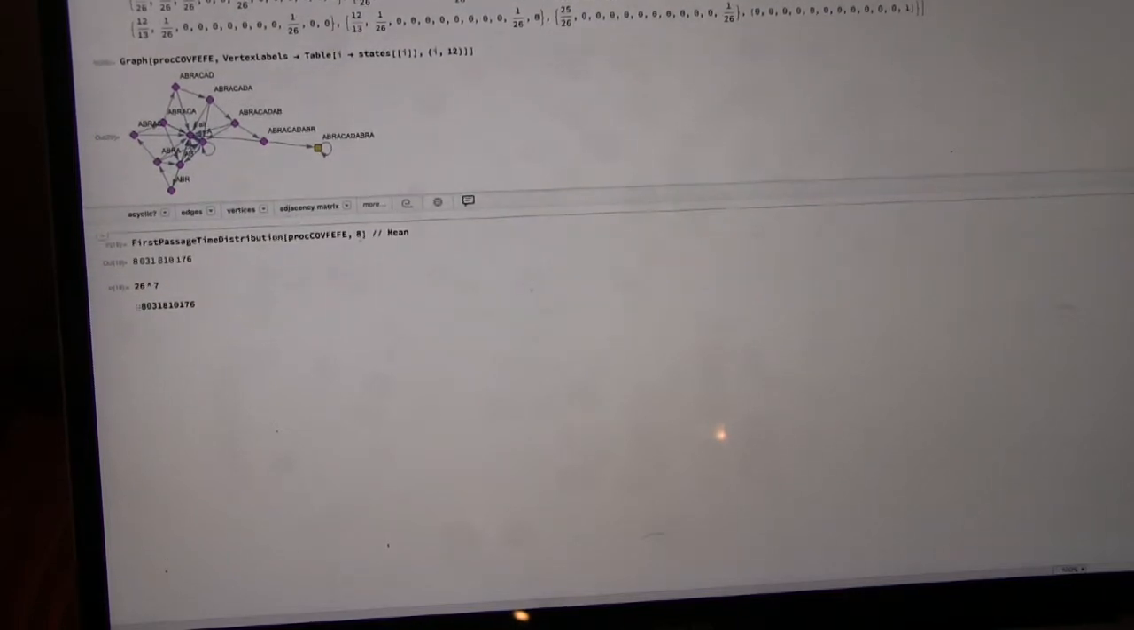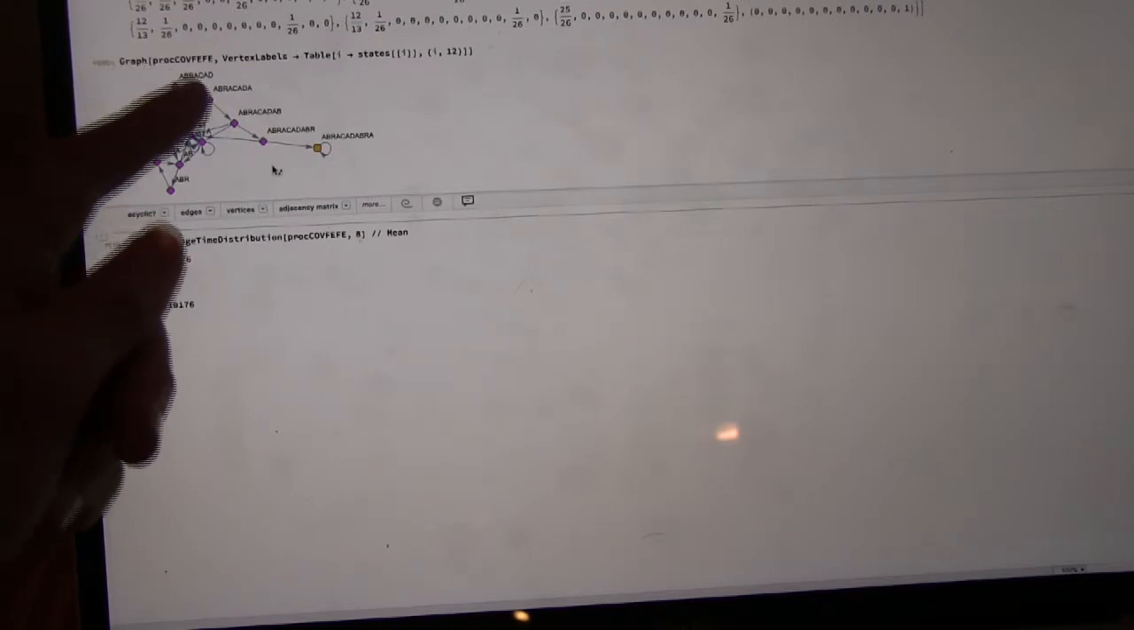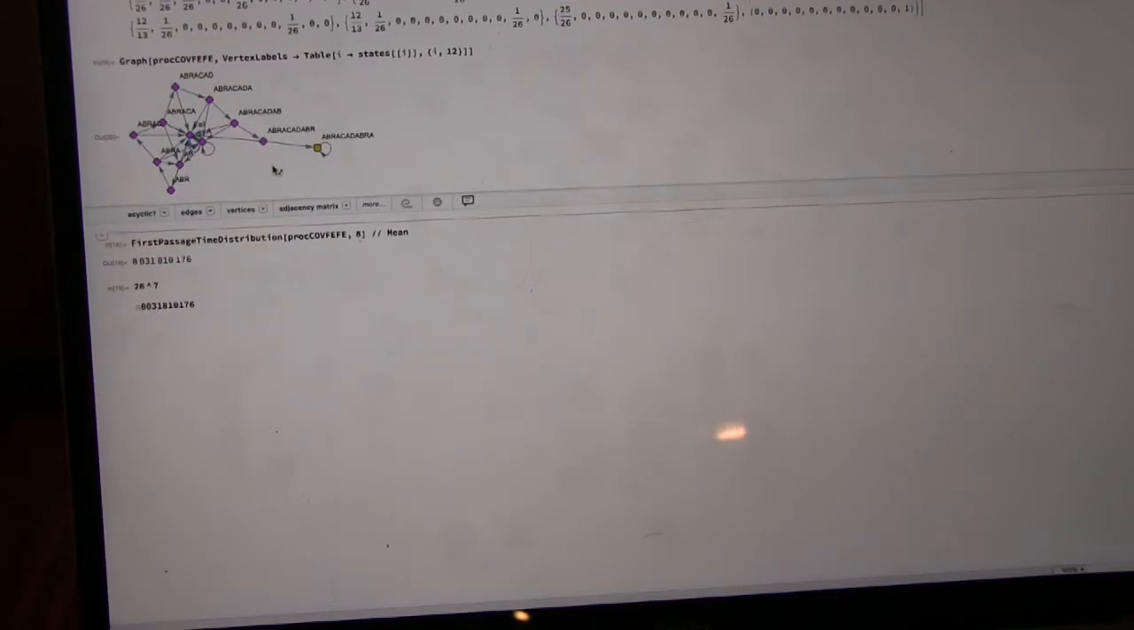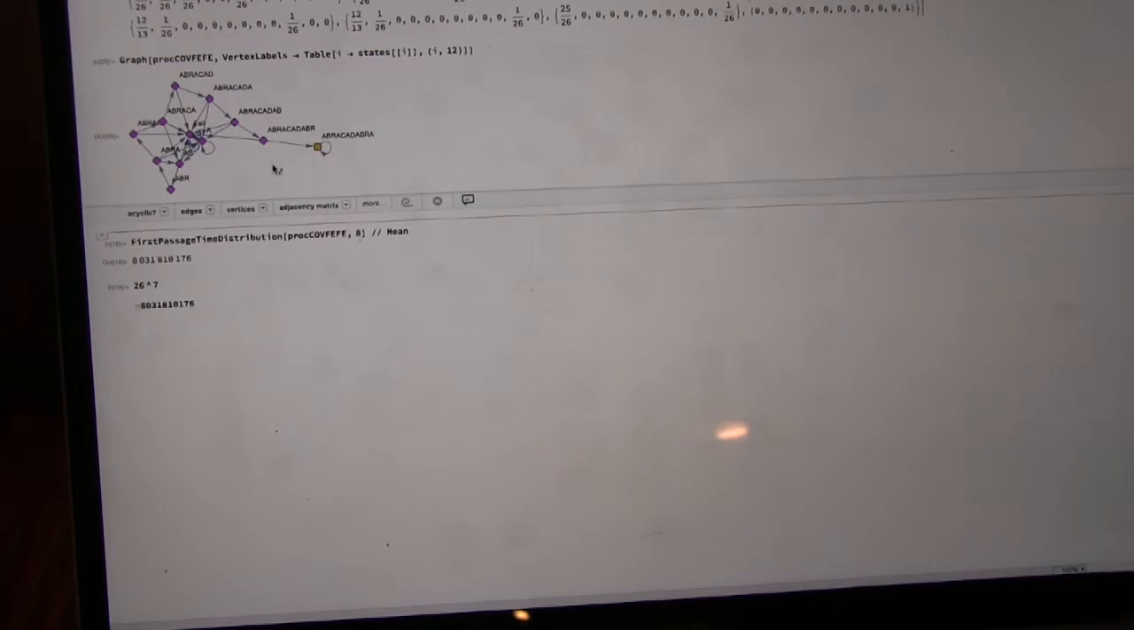Well, there's sort of this triangle right here. ABR can go to ABRA. This is like a triangle here. That's sort of different, but not really that different. Maybe this is just because of how the graph's set up, but there's almost like this line out from ABRACAD. What does that line mean? Well, that's just the path that you could take to get from ABRACAD to abracadabra.